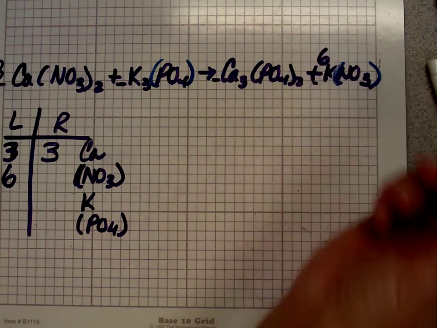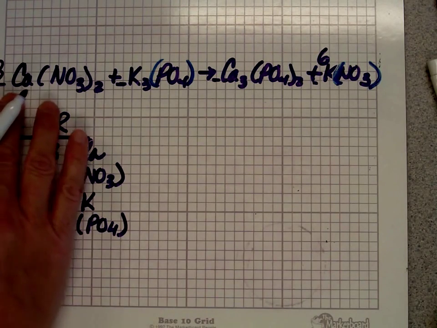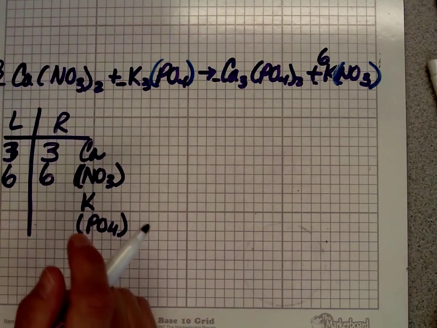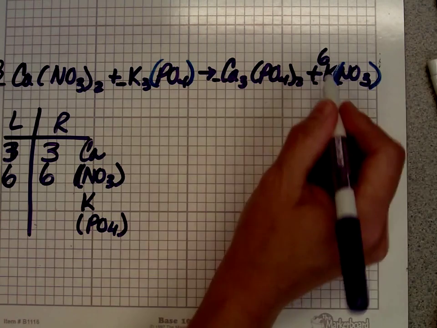So I want to make a 6. I'm going to throw a 6 right in there, so now I have 6 and 6. Did that impact my calcium? No, my calcium's still 3 and 3, so I'm good. Now let's look at potassium. Potassium here is 3, but here I have 6 potassiums.